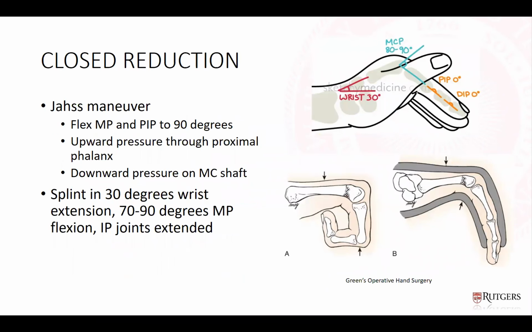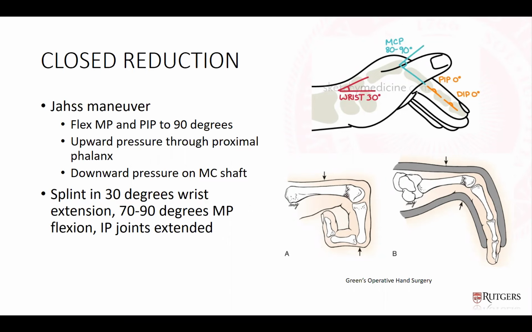There are several techniques for closed reduction. There's the Jahss maneuver. There's the modified Jahss maneuver. Basically, how these are accomplished is a volarly applied force through the dorsal aspect of the metacarpal, and then a counterforce along the proximal phalanx that allows reduction of the apex dorsal fracture.